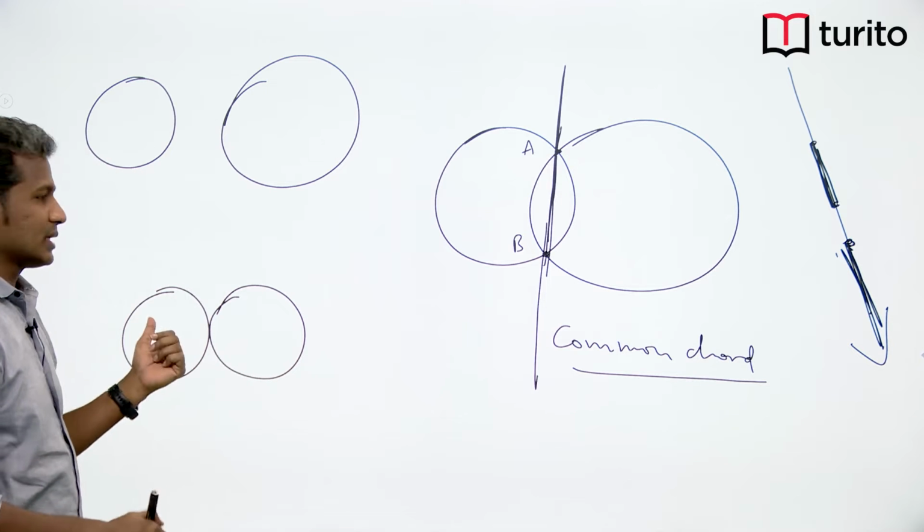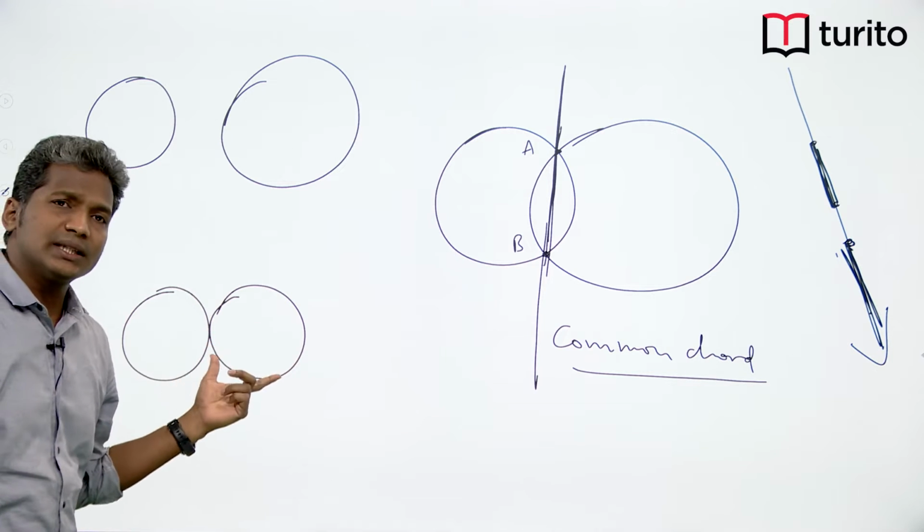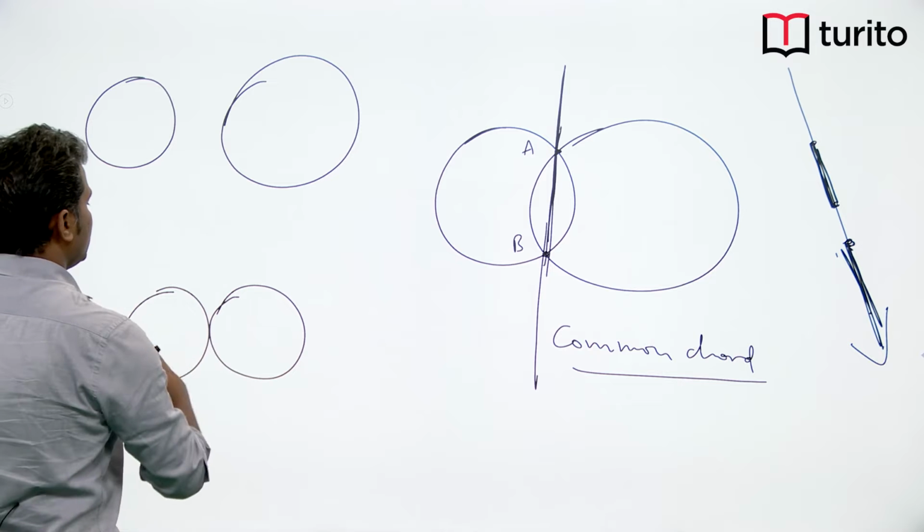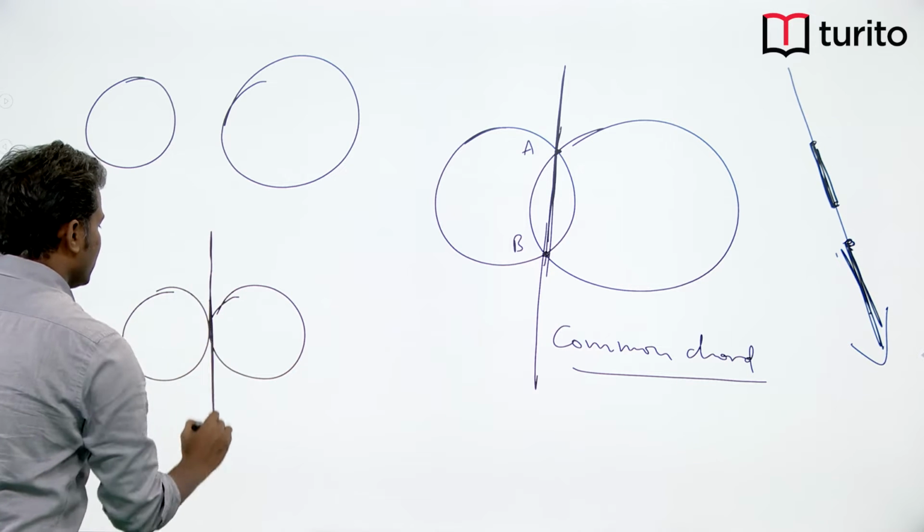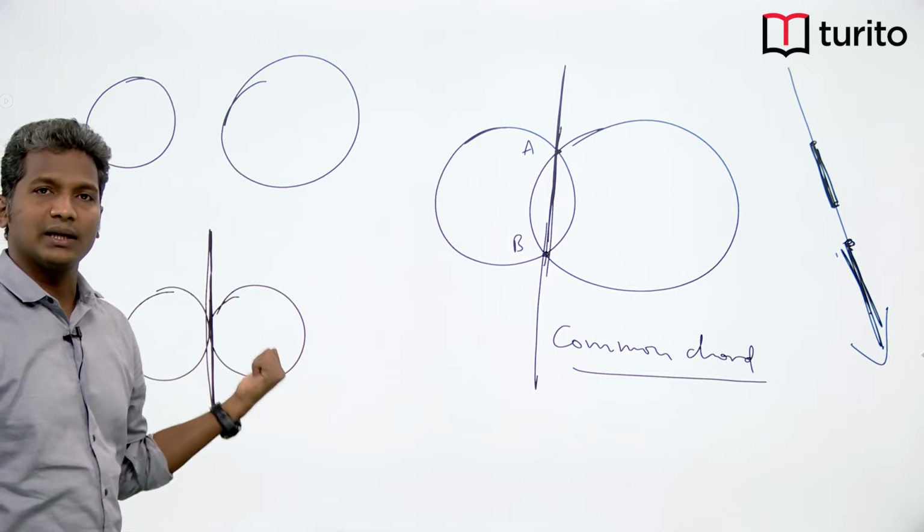Also looking at this case, when circles touch each other externally, then the common chord here that we get will be the radical axis.